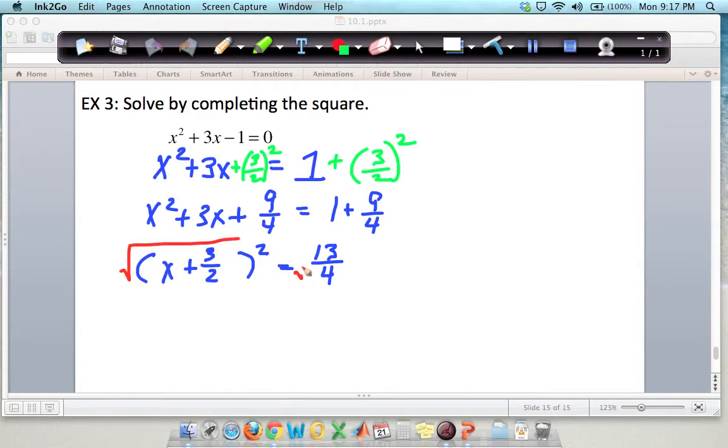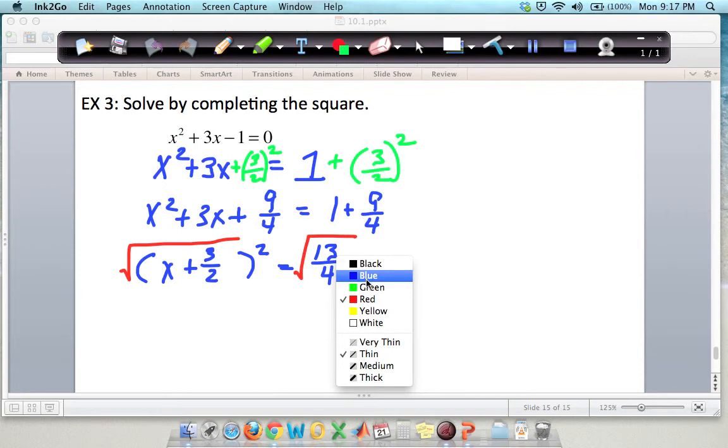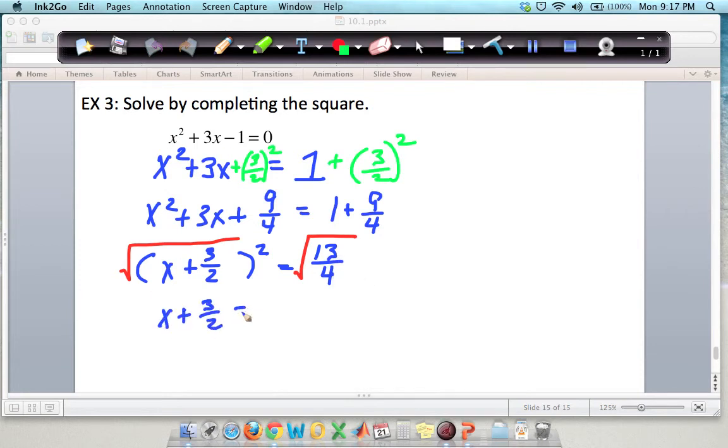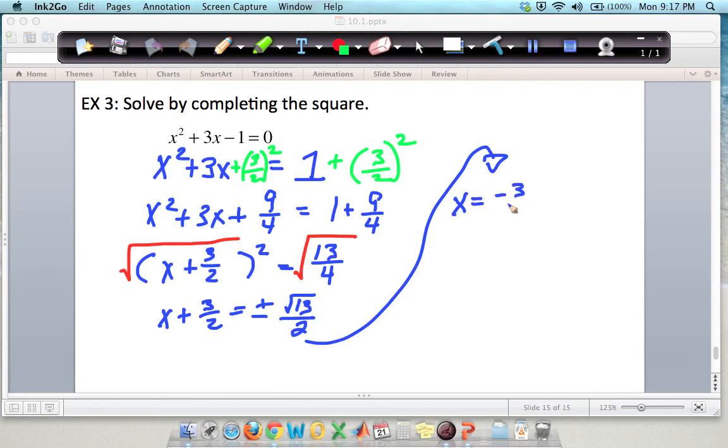Take the square root of both sides. The square root and the squared cancel, and I have x plus 3 halves equals plus or minus the square root of 13 over the square root of 4, which is 2. Come over here, subtract 3 halves over to the other side. So x equals negative 3 halves plus or minus the square root of 13 over 2.